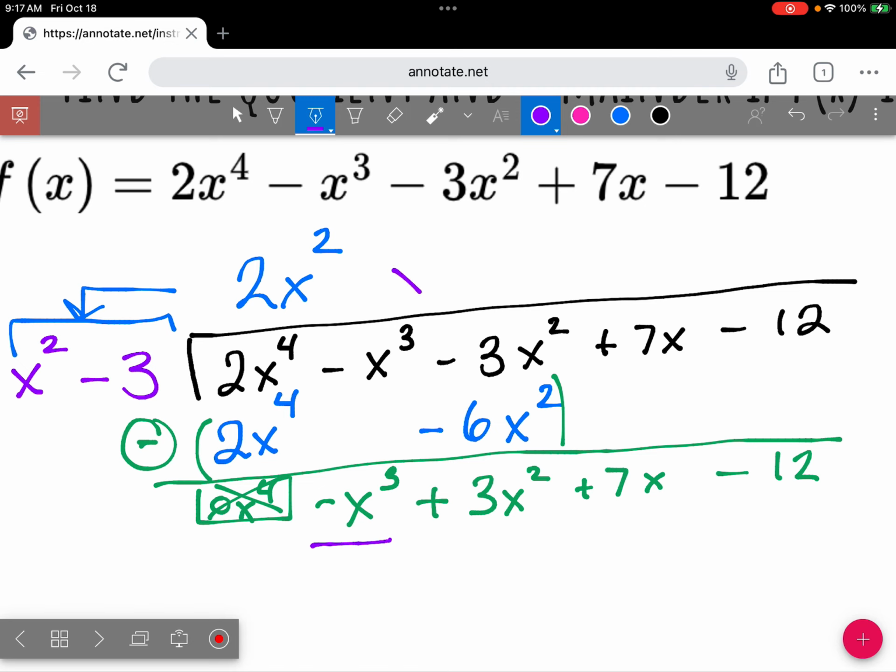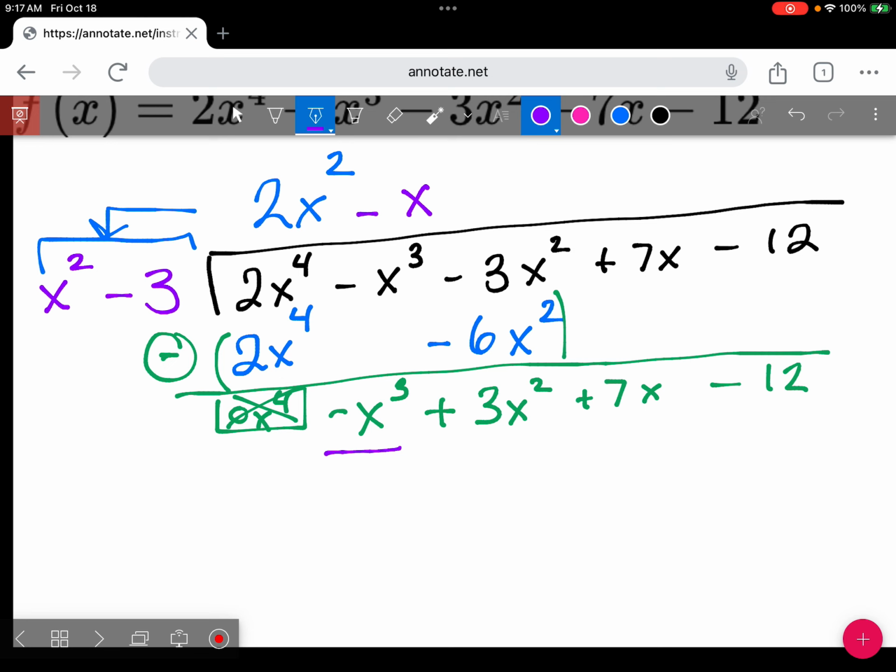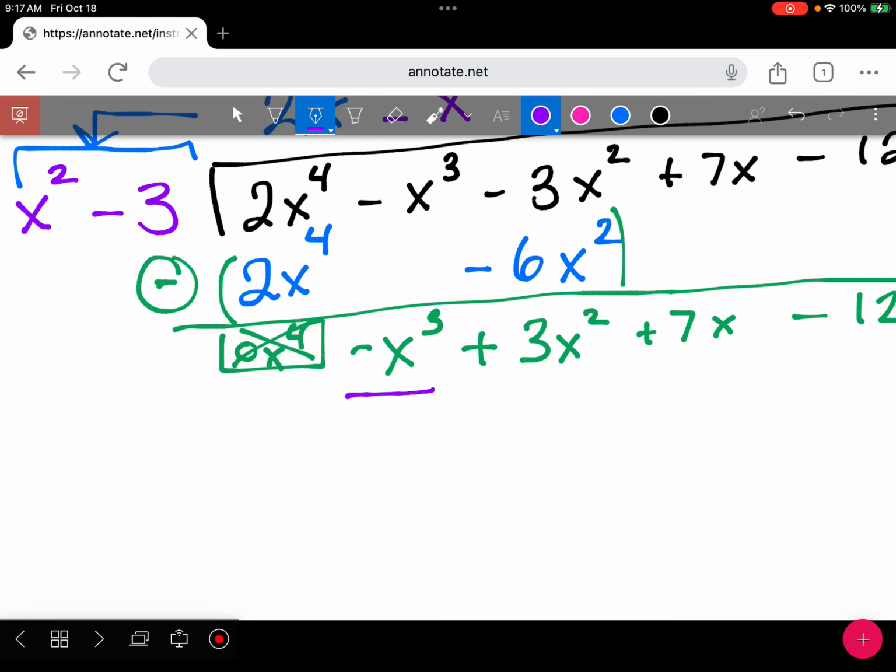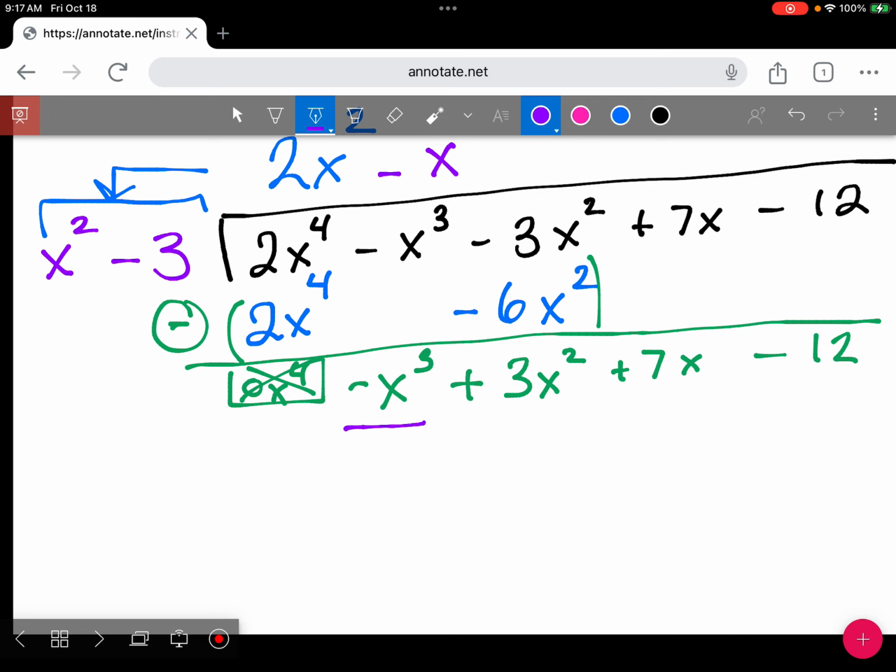Minus x. I want it to match exactly so that when we subtract it, it eliminates out. So minus x times x squared gives us minus x cubed.